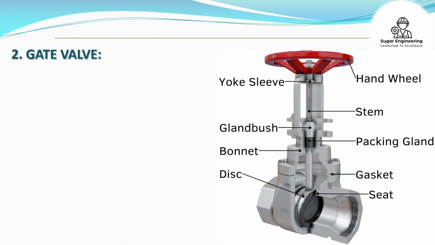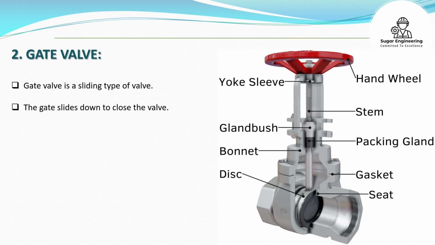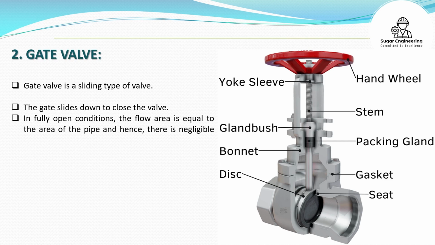Two, gate valve. Gate valve is a sliding type of valve. The gate slides down to close the valve. In fully open conditions, the flow area is equal to the area of the pipe and hence, there is negligible pressure drop across the valve. Gate valves operate slowly.